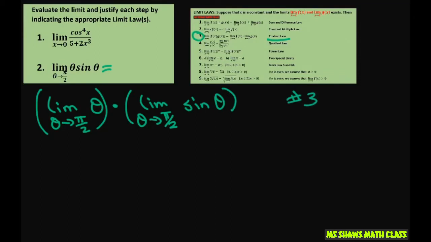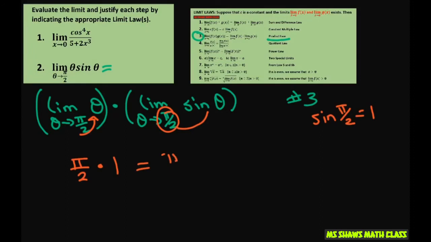And the rest you just plug in. So you plug in the pi divided by 2 here times, plug in pi divided by 2, sine of pi divided by 2 equals 1. So you get 1. And that equals pi divided by 2.